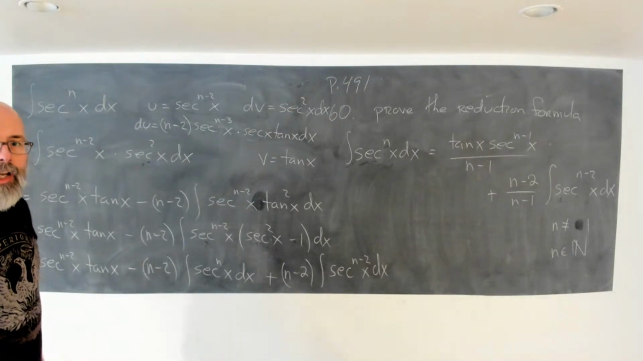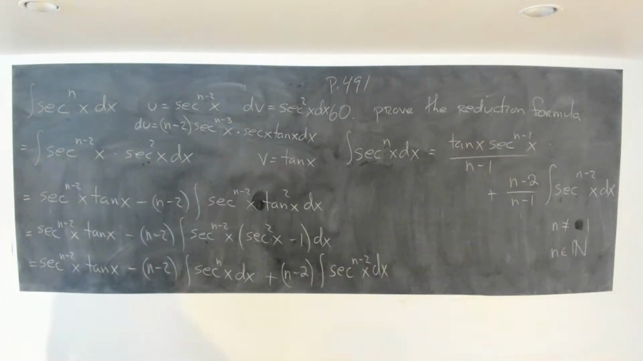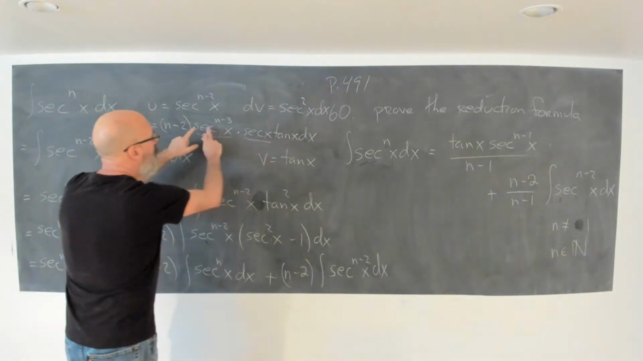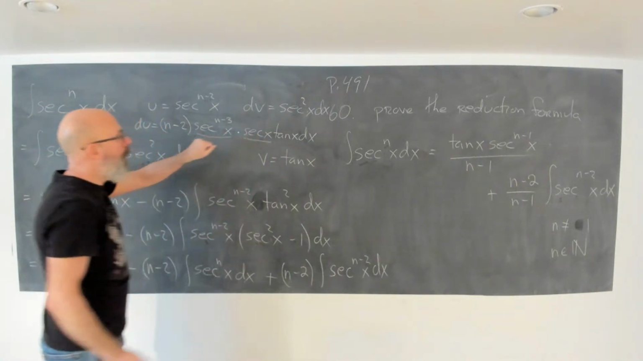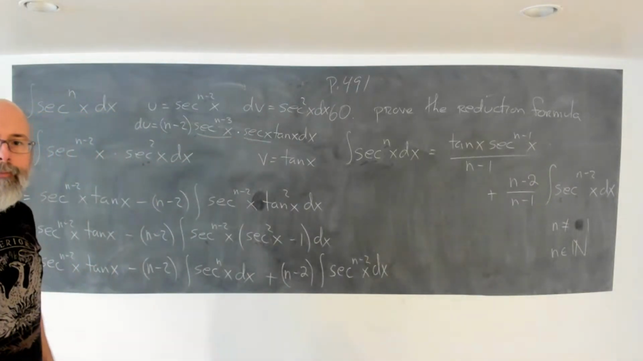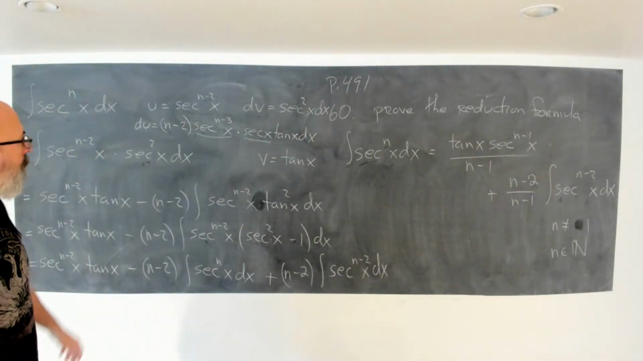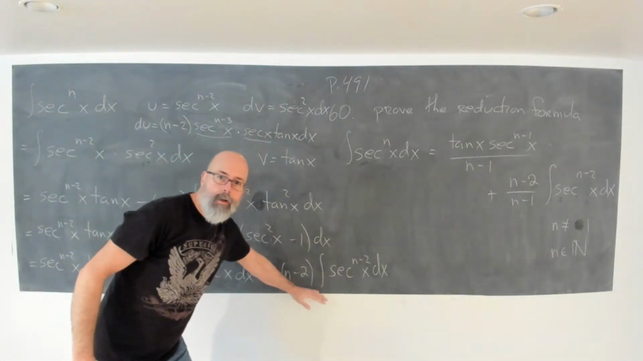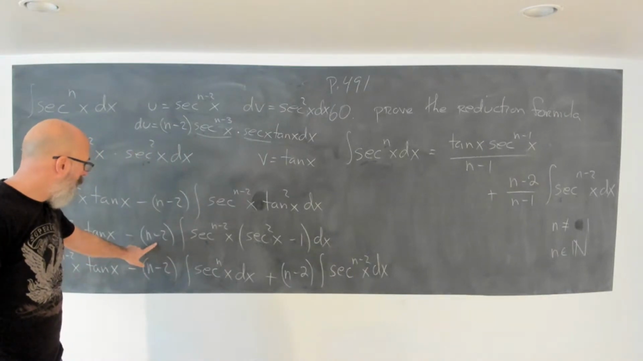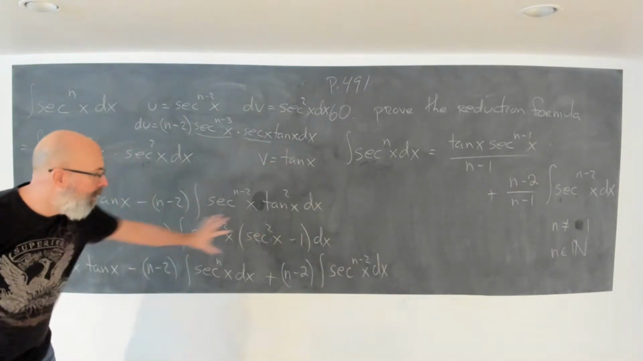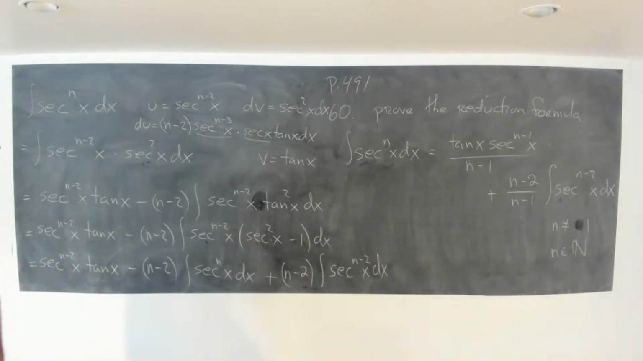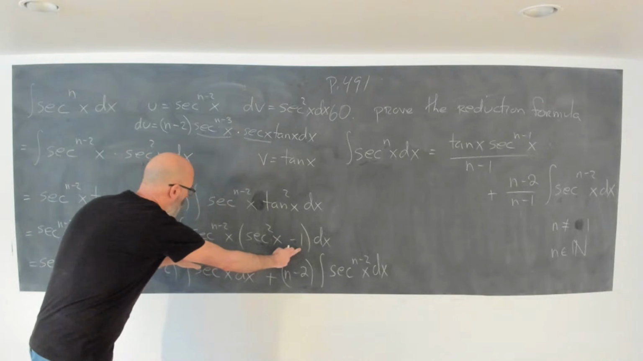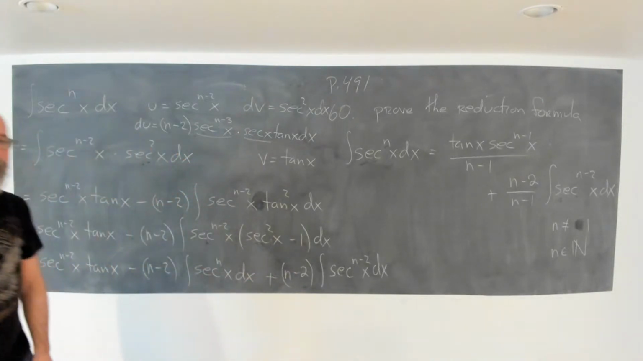Shouldn't we have a secant to the n minus 3 in the second line? Well, we have this times that, so I have combined them to get a secant to the n minus 2. This thing right here, it's n minus 2 times this whole integral, which was itself 2 integrals. Right? Integral of secant to the n minus the integral of secant to the n minus 2.